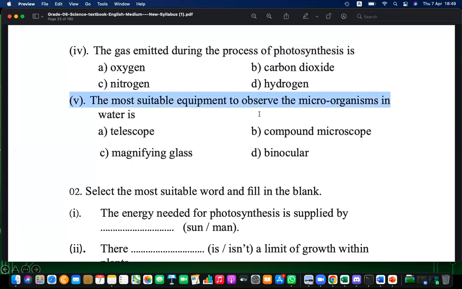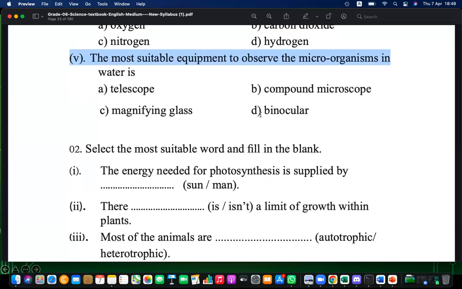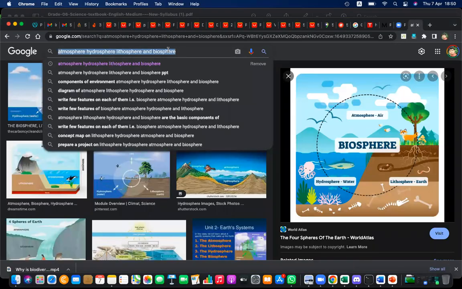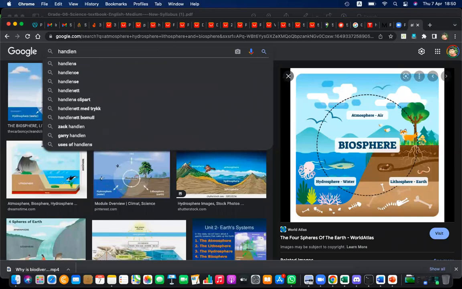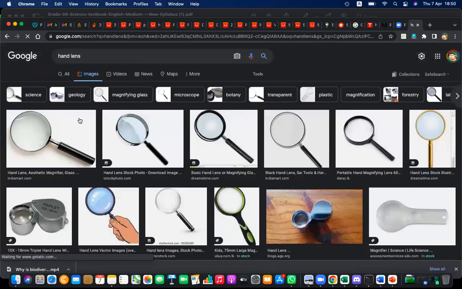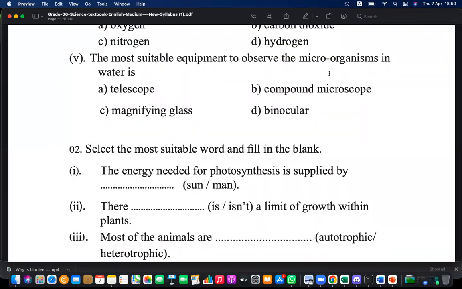The most suitable equipment to observe microorganisms in water is a compound microscope, exactly. A hand lens is also a kind of microscope, but it is not compound. It has a single lens, but the compound microscope has two lenses. So we need a light compound microscope to see microorganisms. A magnifying glass is not a solution. A telescope we need to look at the sky, maybe birds, something far away from us. The binocular is also a kind of that.